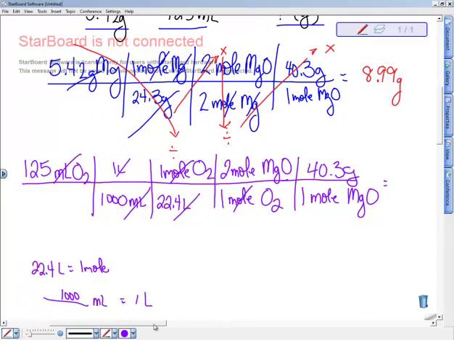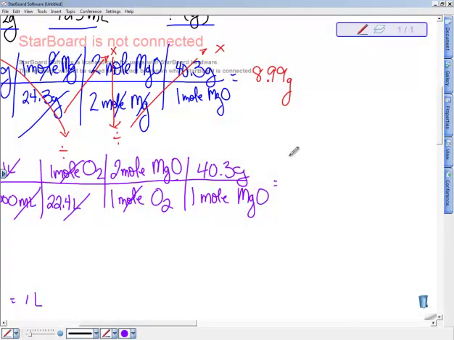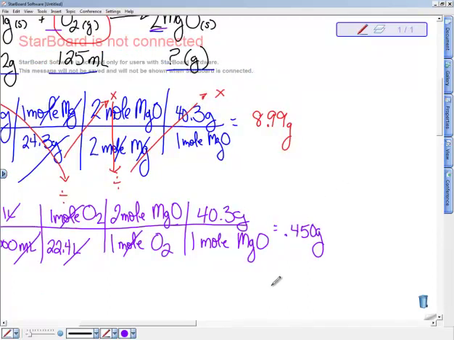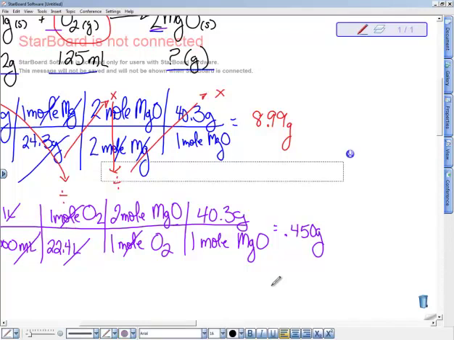So I'm going to start with that 125. Divide it by 1,000. Divide it again by 22.4. Times it by 2. And then times it by 40.3. Oh man, I got a really low quantity. Let's see, I'm going to go for 3 sig figs. 0.4. Looks like it's going to be 50 grams, if you round correctly. Nice. All right, so I'm going to zoom out a little bit so you can see this better.